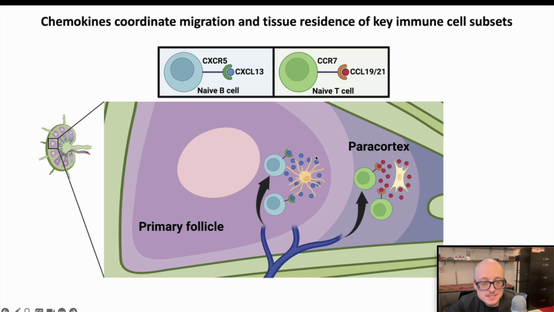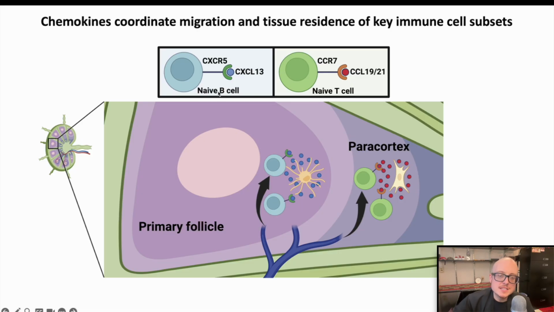These are specialized dendritic cells that live in primary follicles, hence they are follicular dendritic cells. And they produce a particular chemokine known as CXCL13. CXCL13 is specific for a particular chemokine receptor known as CXCR5. And the cells that express CXCR5 happen to be naive B cells.